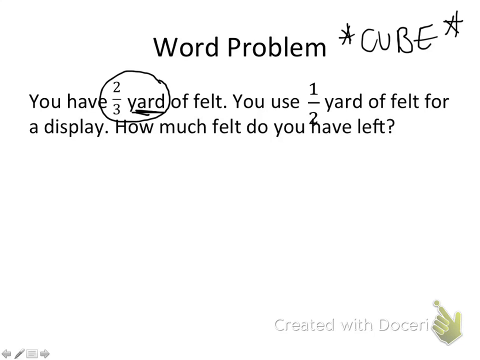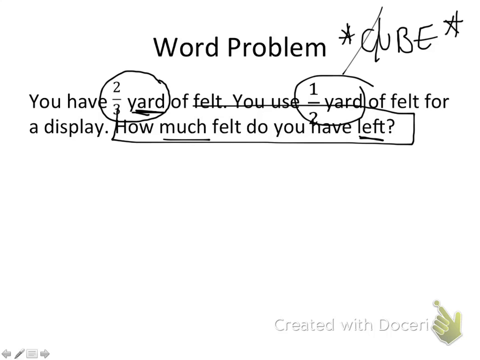So we have 2/3 of a yard and 1/2 of a yard. C, circle. U, you underline important math words. Left would be an important math word. How much? B, box the question. E, eliminate unimportant information. We don't have any unimportant information, so don't worry about that one.